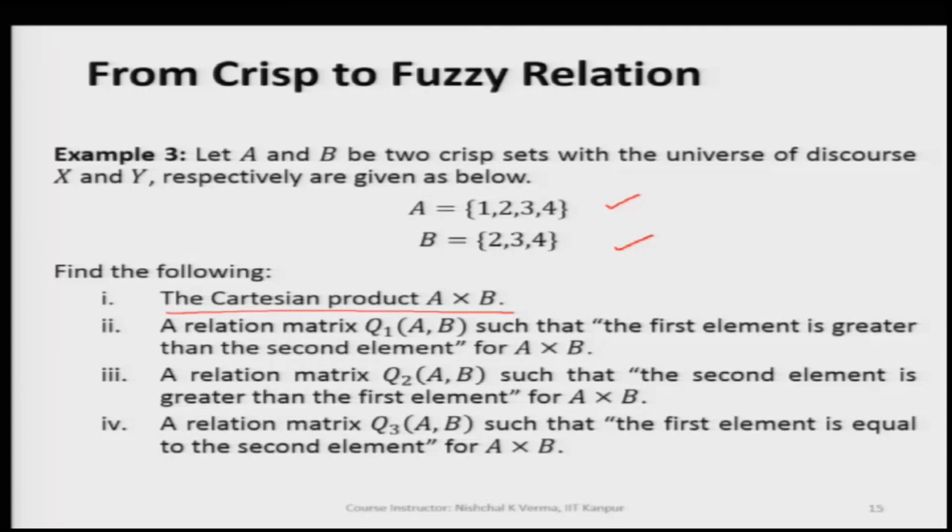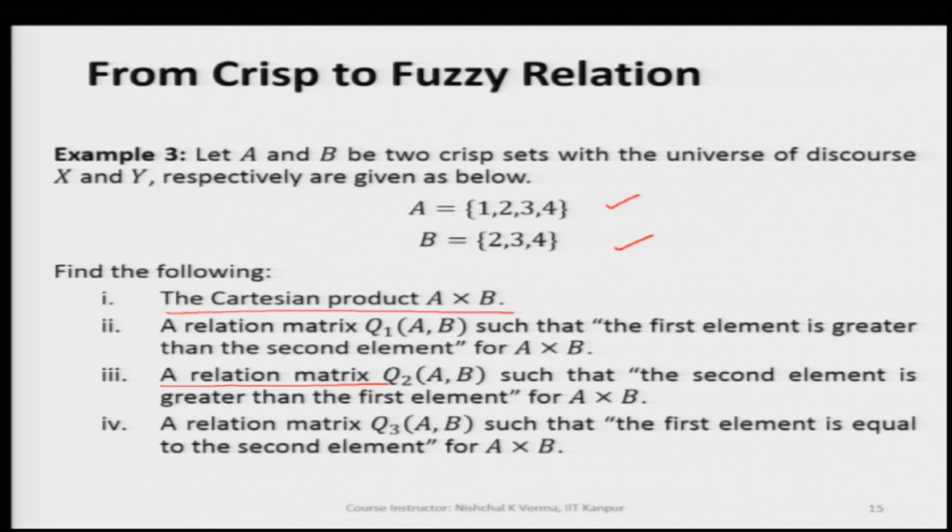Next, in the third case, we are supposed to find the relation matrix Q2 A comma B such that the second element is greater than the first element. So, based on another condition, we are supposed to find another relation set Q2AB, and based on that we can find a relation matrix. In the fourth case, we are supposed to find Q3AB such that the first element is equal to the second element for A cross B. So, let us now quickly move ahead and first find the Cartesian product of set A and set B.